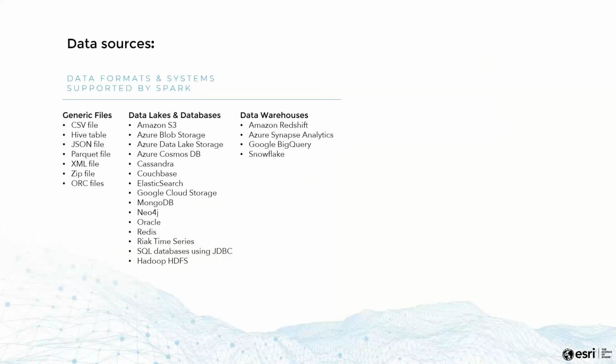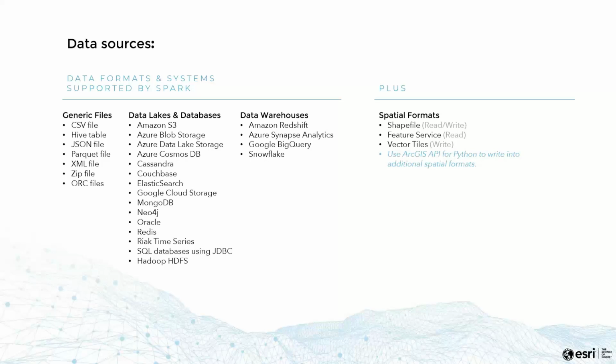Now, the data sources, like I mentioned, are many. Anything supported by Spark, we can support as well. In addition to that, you can bring in shapefiles, you can read in feature services. So if you have data in an ArcGIS Enterprise deployment or an ArcGIS Online organization that you want to be able to access, you can read those in, and you can write back out as vector tiles. So if you want to be able to populate applications and work from there, that's fine too. And you can use the ArcGIS API for Python to write into many other additional spatial formats.